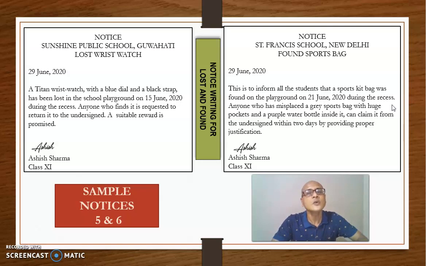So here also you might have noticed that when it comes to writing a notice on the situation of finding something important, you have to provide certain details about the product that you have found. And when it comes to writing a notice on the situation of loss, you can very well write about a suitable reward that is promised to the finder of that particular thing. So, dear children, this is all about the final segment of sample notices about which you have learned just now.